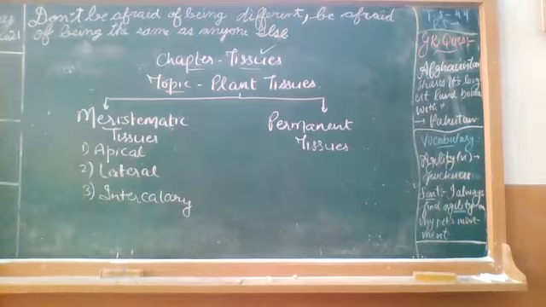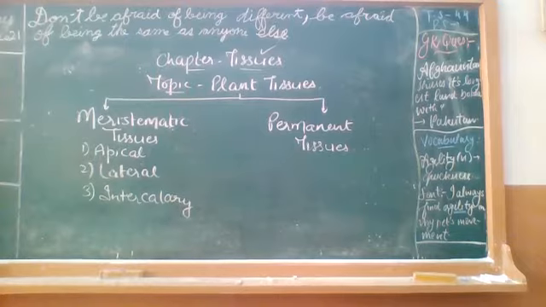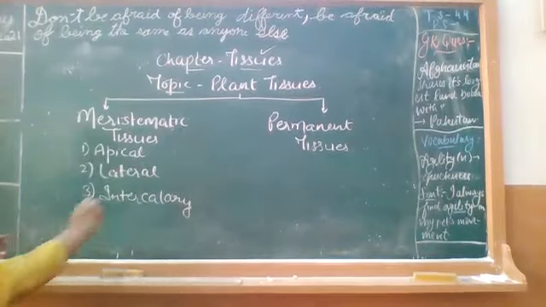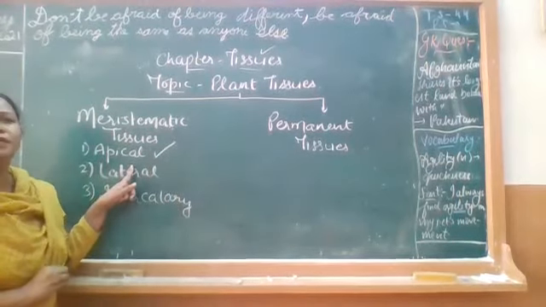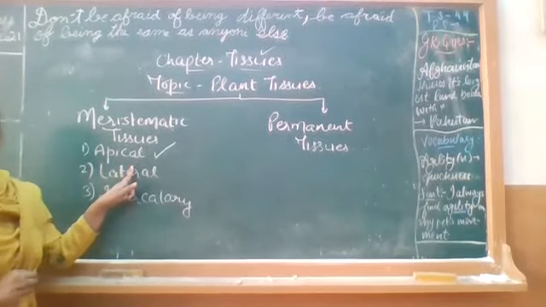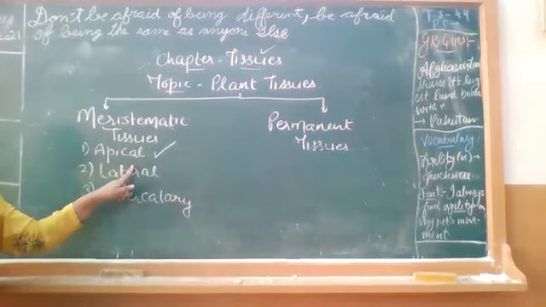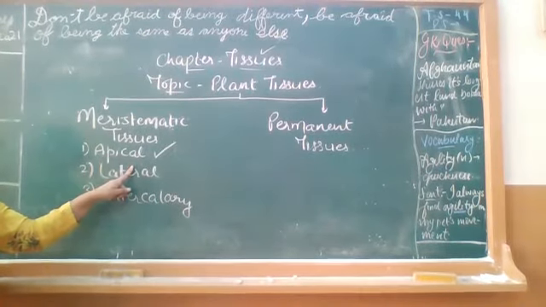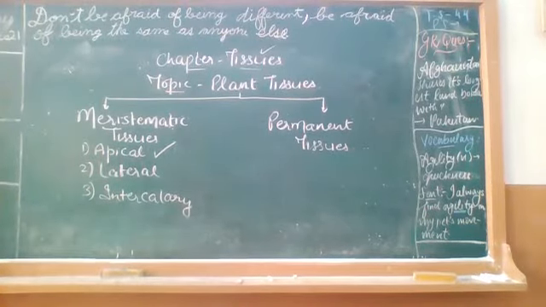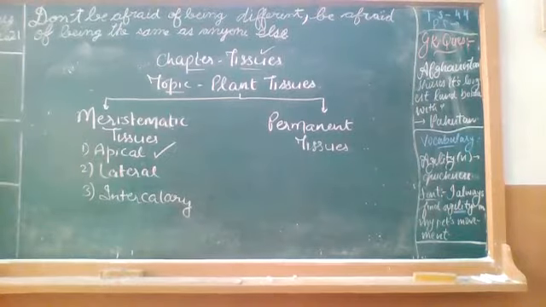Apical meristem is present at the growing tips of stems and roots and helps in the growth of stems and roots. It increases the length of stem and roots. Clear? Next, the girth of the stem or root increases due to lateral meristem. Lateral meristem is also known as cambium.